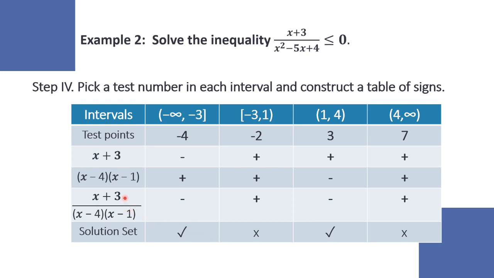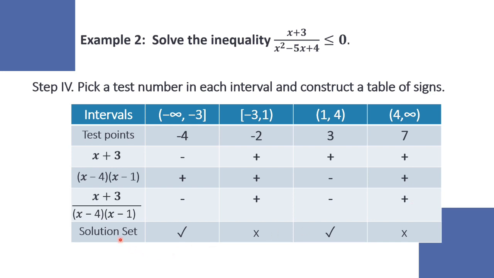Then, next, x plus 3 all over the quantity x minus 4 times the quantity x minus 1. So negative divided by positive is negative. Then positive divided by positive is positive. Positive divided by negative is negative. Then positive divided by positive is positive.